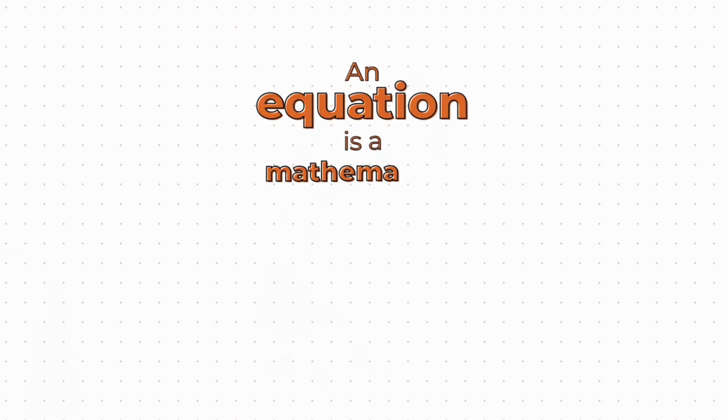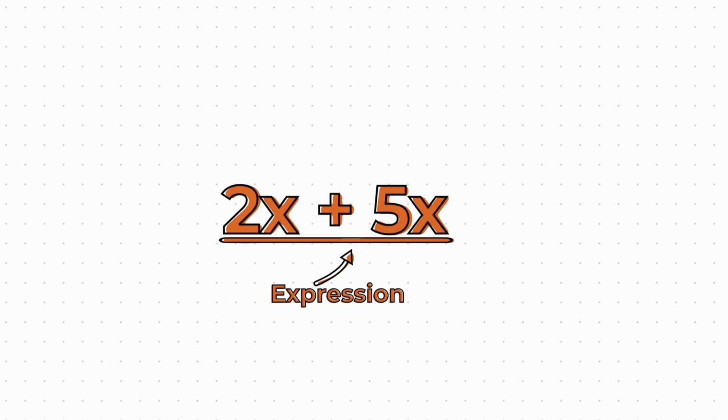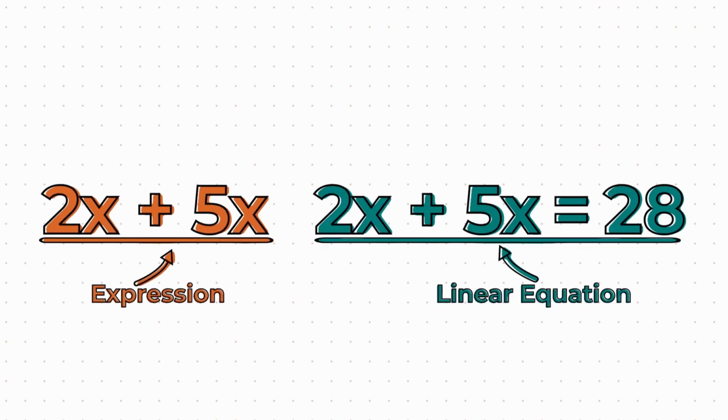Okay, let's get started. An equation is a mathematical statement that two things are equal. It consists of two expressions separated by an equal sign. For example, 2x plus 5x is not a linear equation. Correct. It is just an expression. But 2x plus 5x equals 28 is a linear equation.